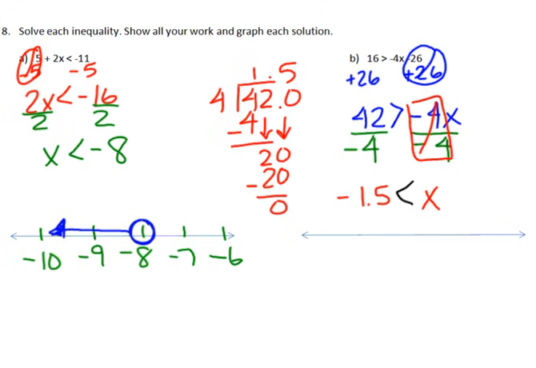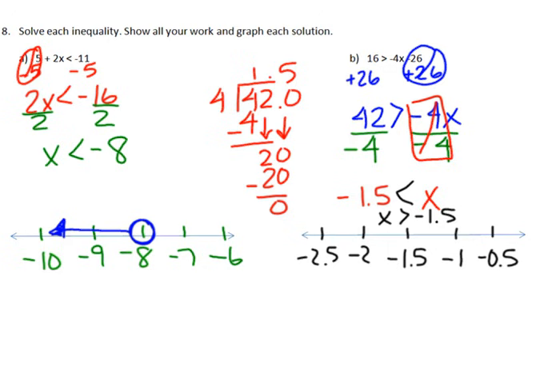And then to graph this, I want to have -1 and 5/10 kind of in the middle here. So I'll count by halves so that they're all spaced equally. I'm going to actually flip it and rewrite it so that it's x is greater than -1 and 5/10. So now I have an open circle, and greater than is going to go off to the right.